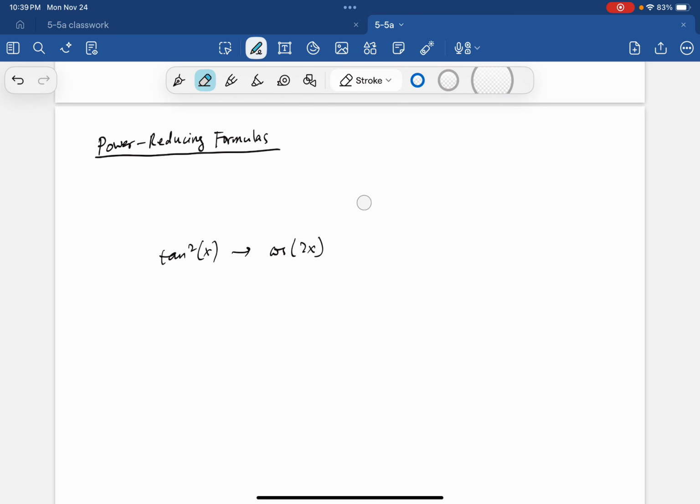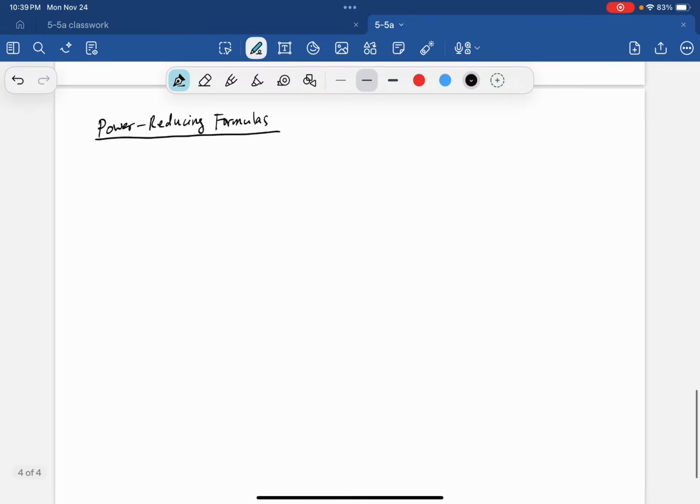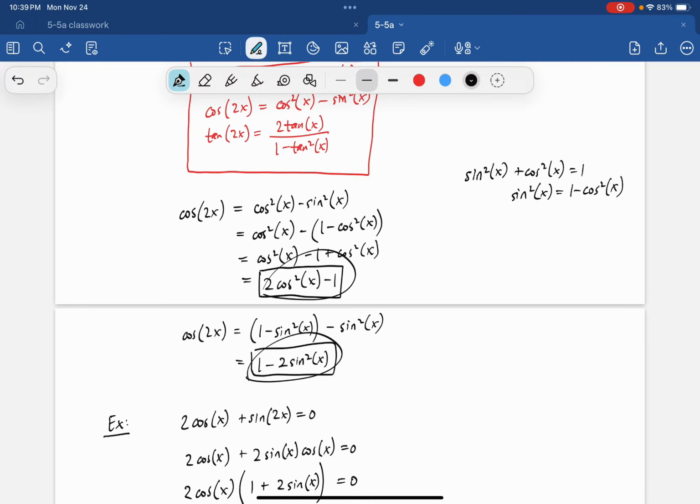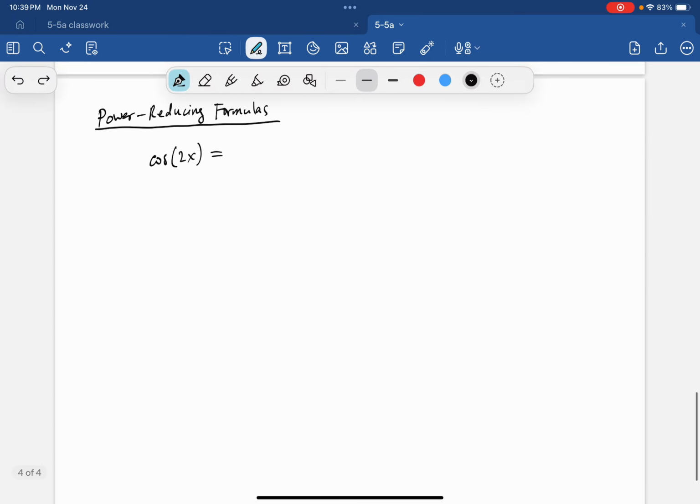I'm going to erase this because it's not important. How do we get these formulas? Well, we're inspired by our different formulas for cosine 2x. If you remember from our notes, we had those second and third formulas for cosine 2x, this one and this one. Let me write those again down here. Cosine 2x is equal to 2 cosine squared x minus 1, and it's also equal to 1 minus 2 sine squared x.